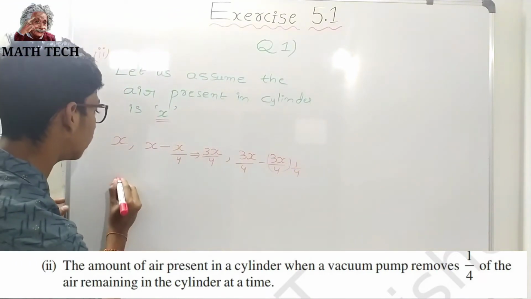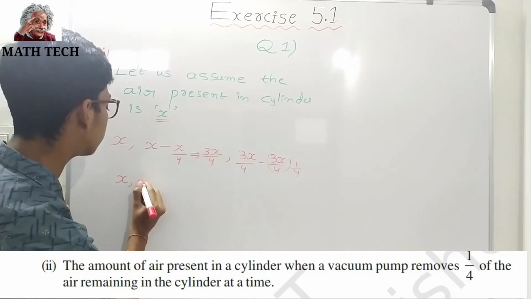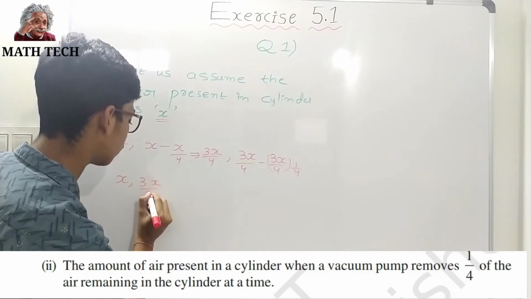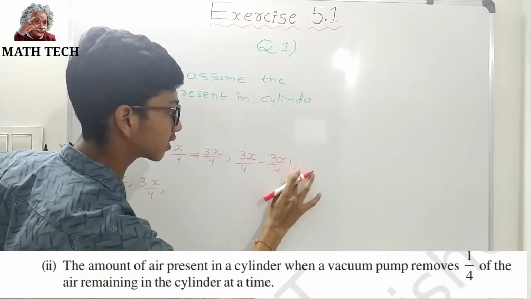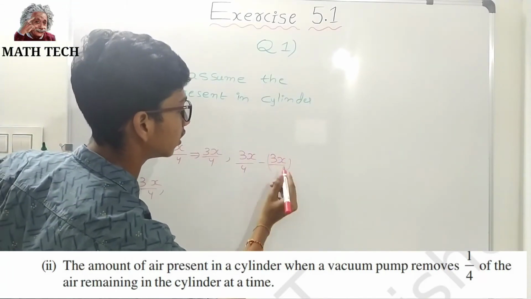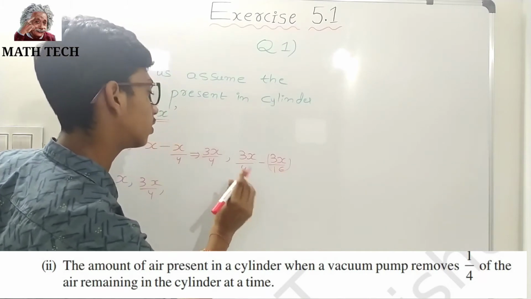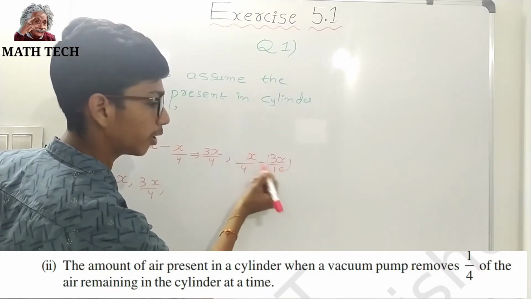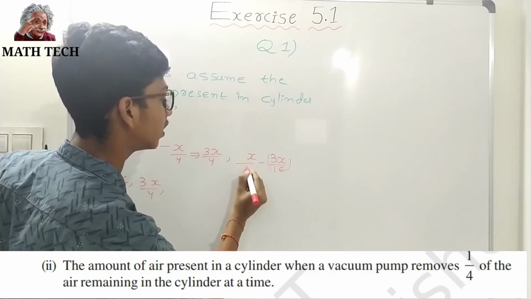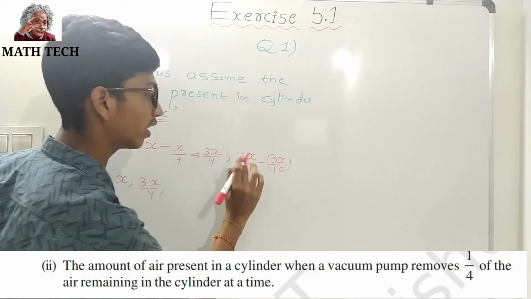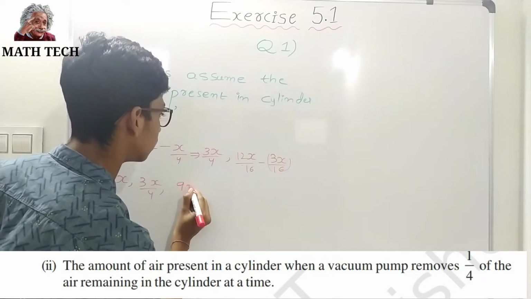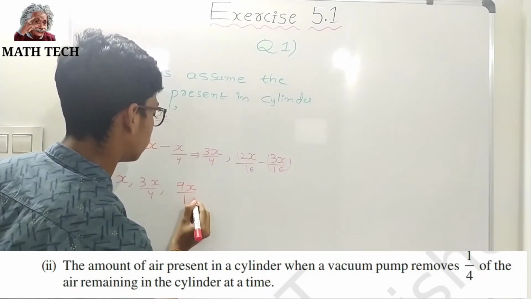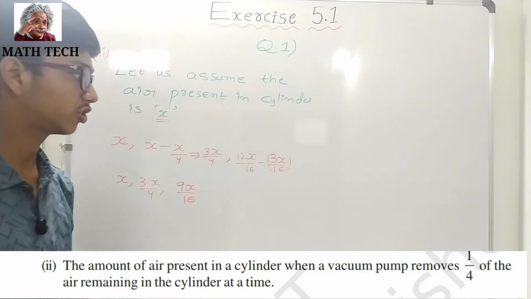So we will get x, 3x/4, and 3x/16. Let's write directly 16. 3x/16, and here multiplied by 4, then we will get 12x. 12x minus 3x/16, that is 9x/16.